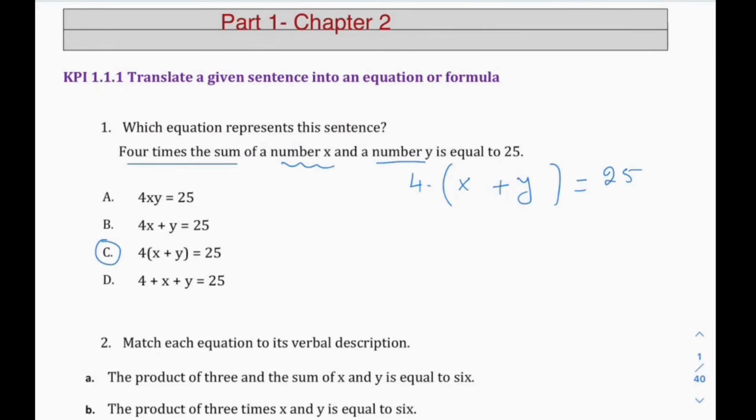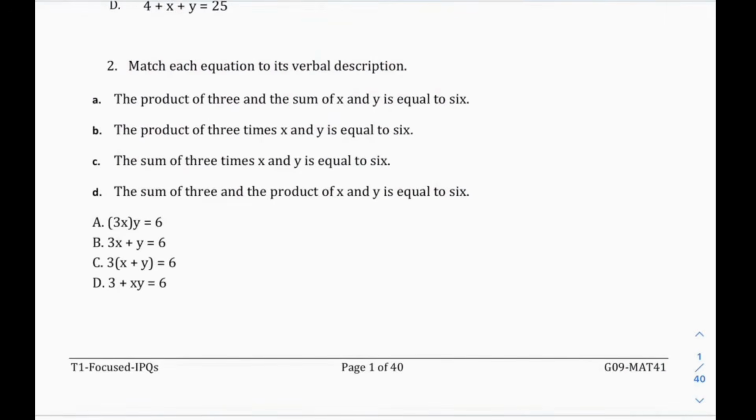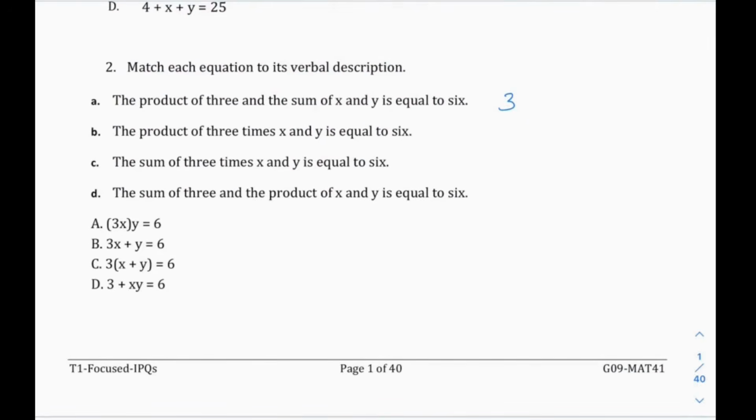Let's see. Match each equation to its verbal description. A, the product of 3, product means the result of multiplication, and the sum of, open the bracket, x and y, is equal to 6. So which one is that one? This is C.